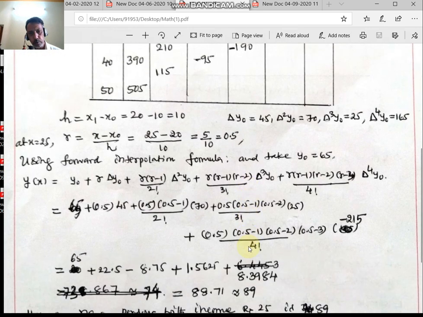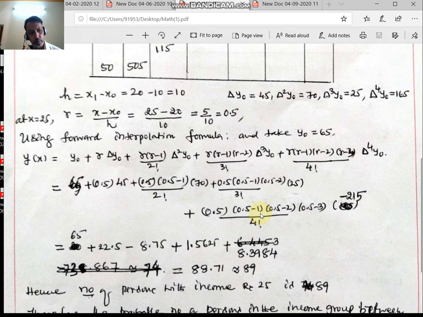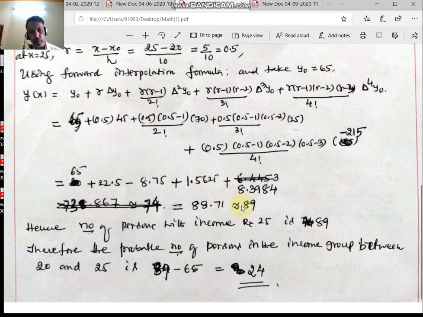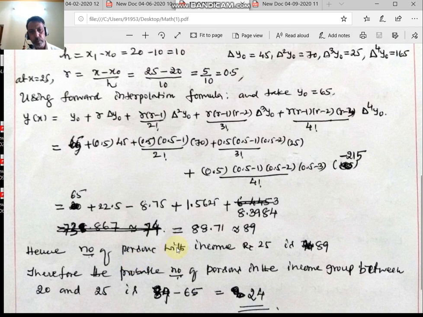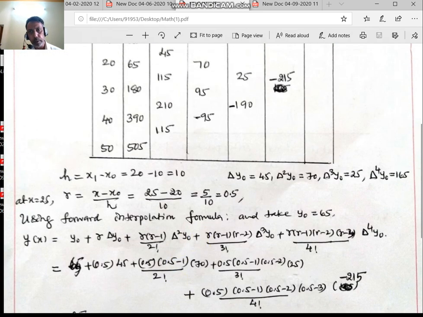So these are the examples for using Newton's forward interpolation formula. In my next video, I will explain when to use Newton's backward interpolation formula with some examples.